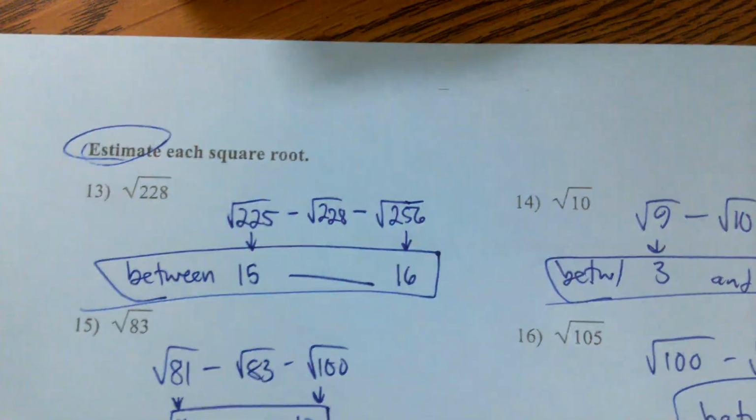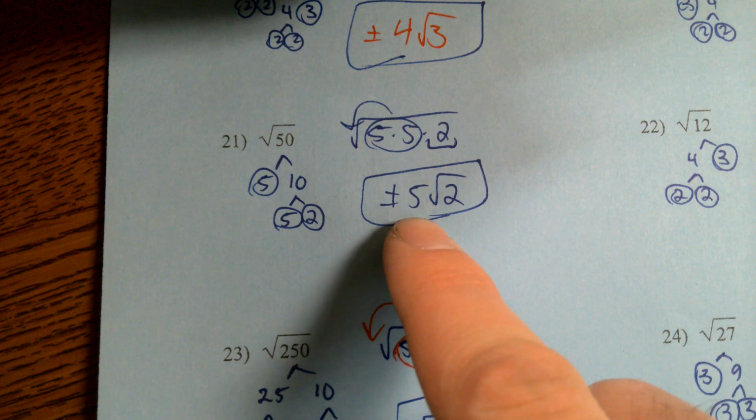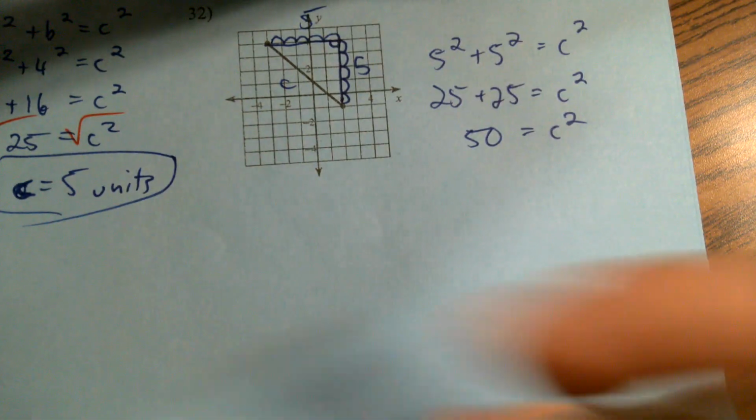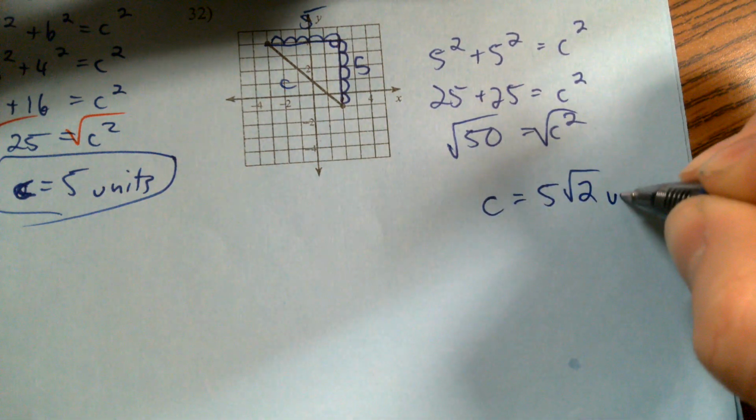And I think, didn't we do the square root of 50? I think on the other page. Sounds familiar. Yes, we did. Square root of 50 is equal to 5 root 2. So that's what we're going to get over here. When we square root both sides, we get C is equal to 5 root 2 units.